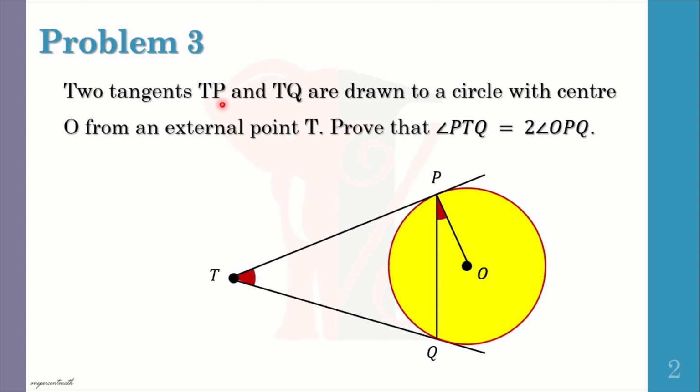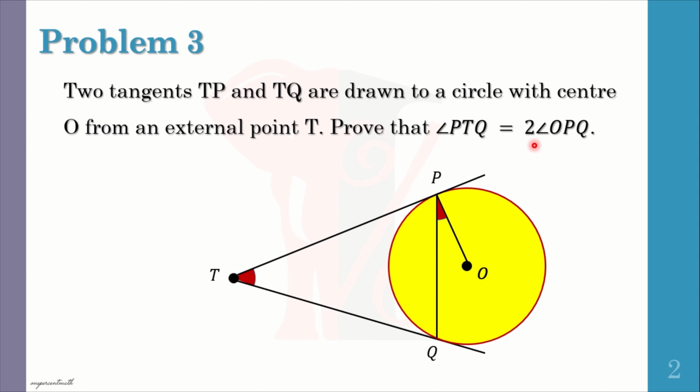See, TP and TQ are the tangents drawn from the external point, correct? That means T is a point which is outside the circle. From here two tangents are drawn, that is TP and TQ. Then prove that PTQ. So PTQ means it is an angle between the tangents. Okay, where is OPQ then?